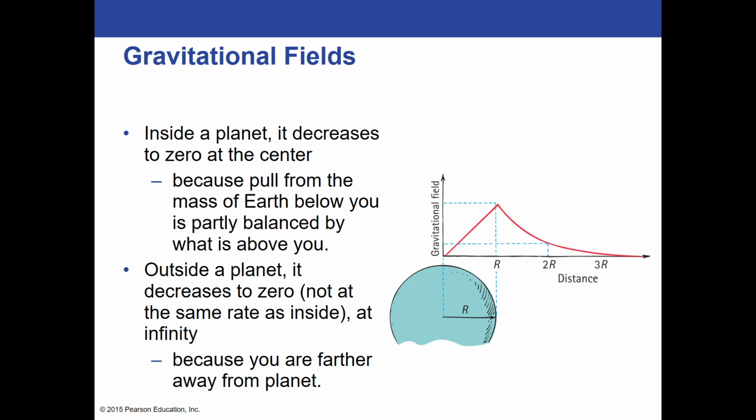This is because the pull from the mass of the Earth below you is partially balanced by what is above you. Outside a planet, it decreases toward 0, not at the same rate as inside, and toward infinity, meaning it'll never reach 0 unless you're at infinity, but you can't reach infinity. So the farther away from the planet you are, it'll decrease in this shape. This is the inverse curve, 1 over r squared. So the force will decrease by 1 over r squared. But whenever you're inside the planet, gravity decreases linearly.